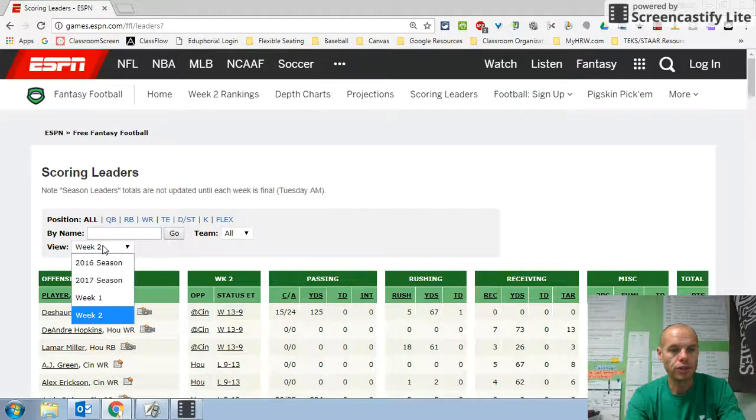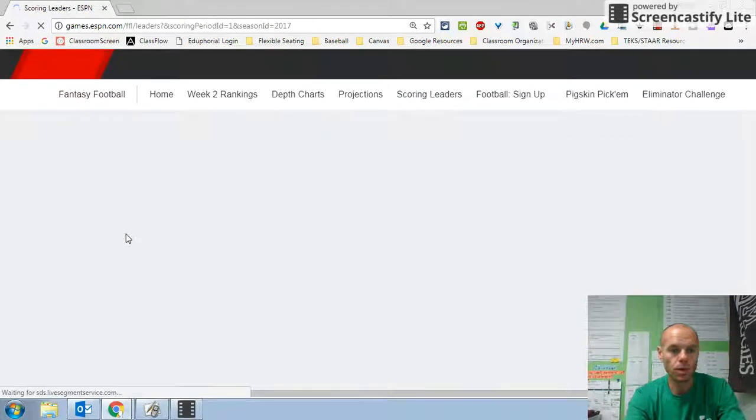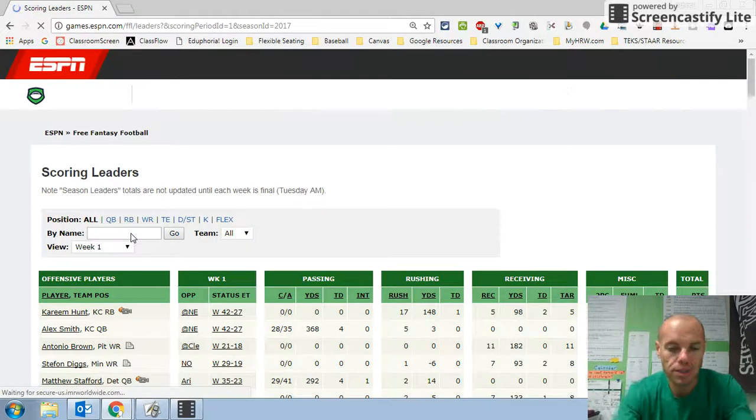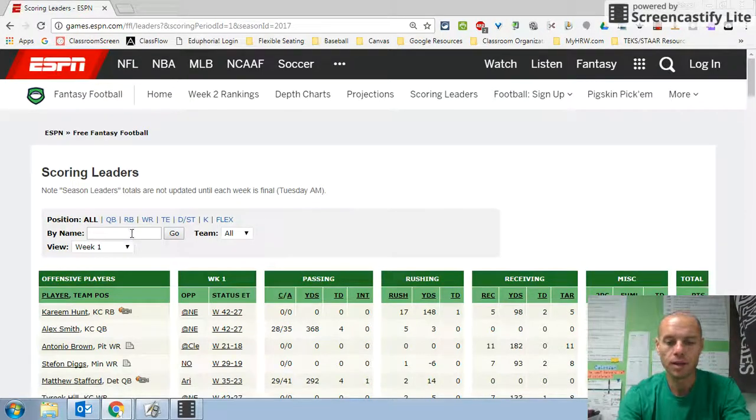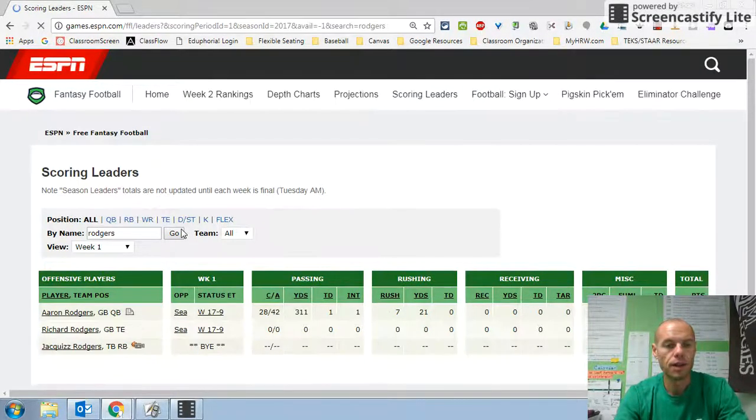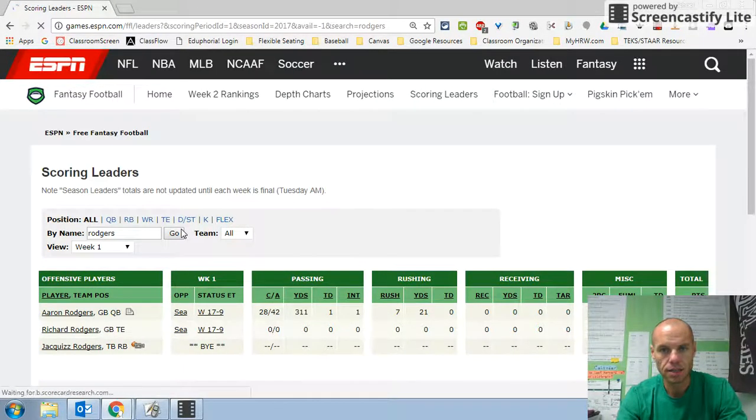So I'm going to go right here. I'm going to choose week one because that's the week that we're in. Whatever week you are, make sure you choose that appropriate week. I'm going to type in Rodgers, and I'm going to click go. Now, there's other ways to do it. This is just the way that I think is the most efficient. So Aaron Rodgers, week one, these are all of his stats.